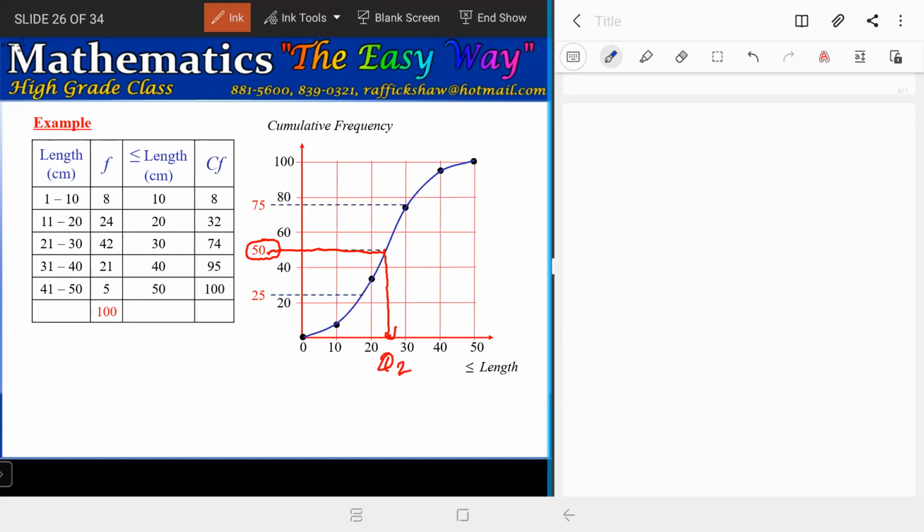If I want to find the first quartile length of the leaves, I know that the 25th leaf, because it's 100 leaves, is 1/4 of 100. The 25th leaf is right here. I want to know the length of that leaf. I come across on the graph and I read it down here. That is Q1.